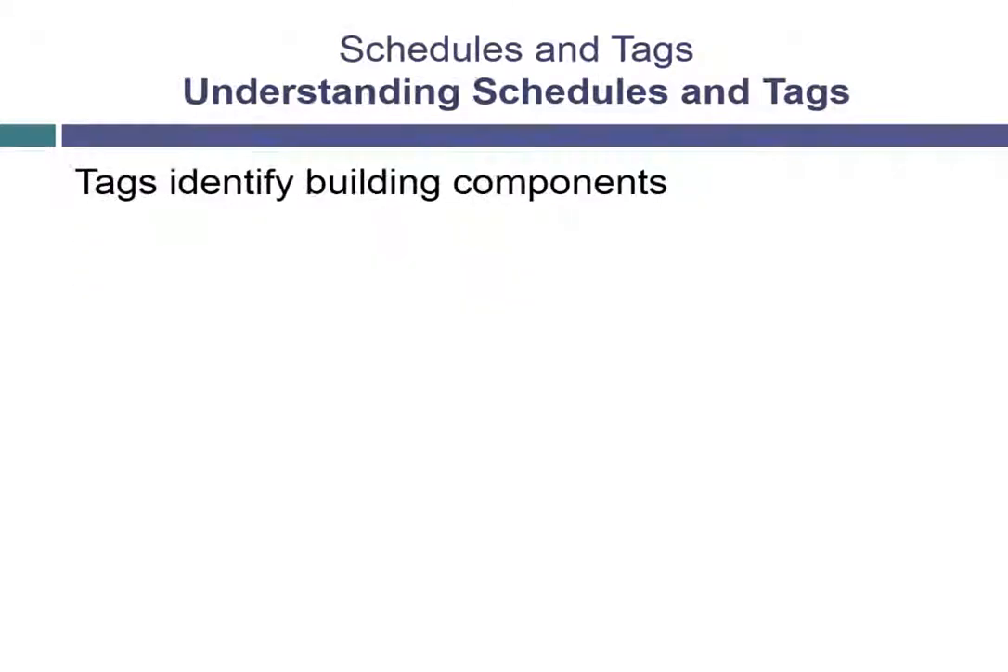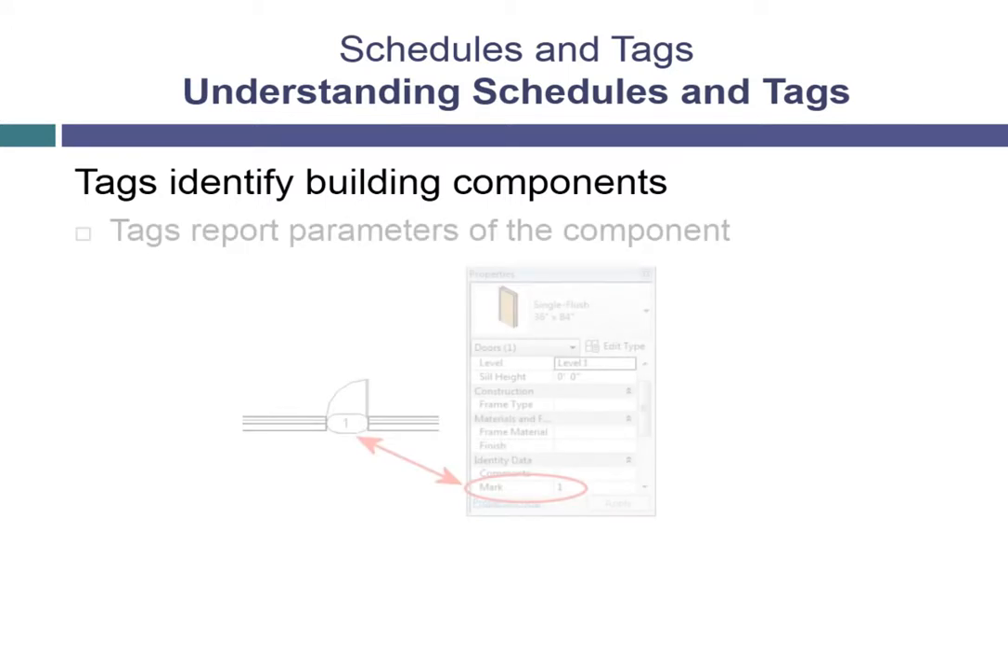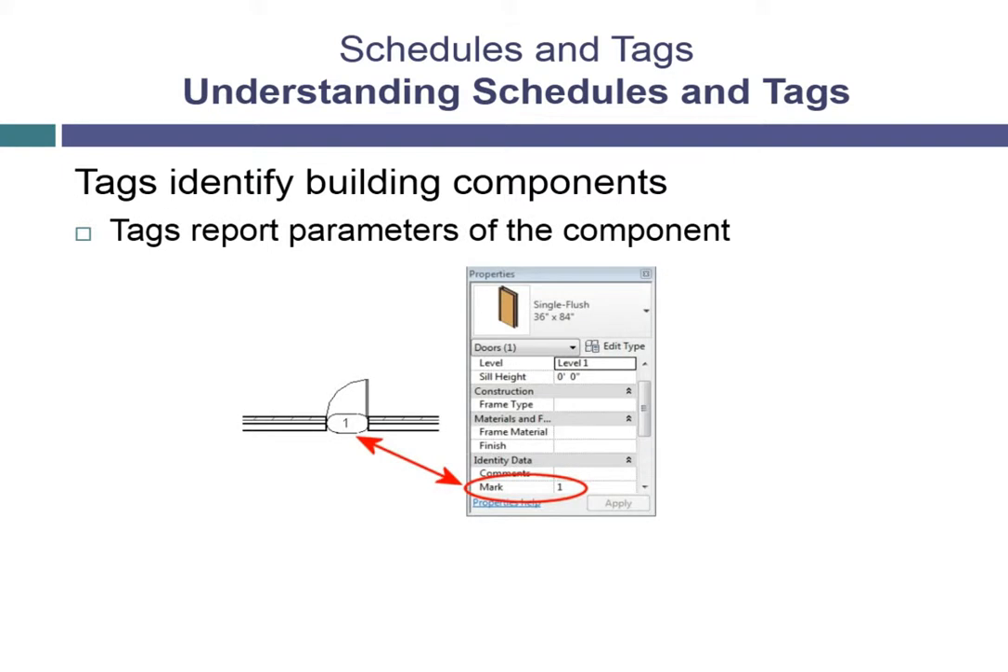You can also place tags in drawing views to identify building components. Typically, tags in Revit include door and window tags that show the door number or window type, and room tags that show the room name and room number, and can even report the actual room area or volume. The information shown in a tag is a label that reports the values of one or more specific parameters associated with the object being tagged.